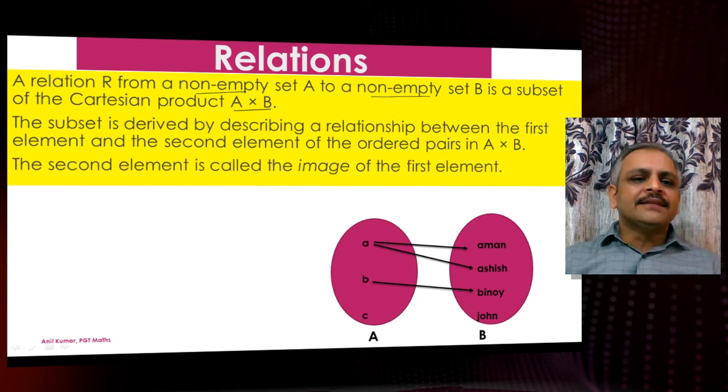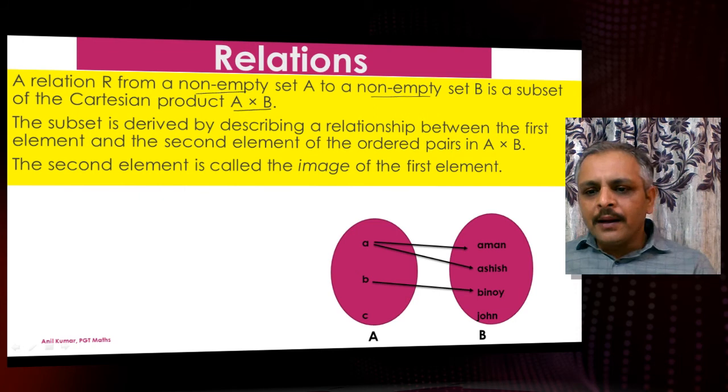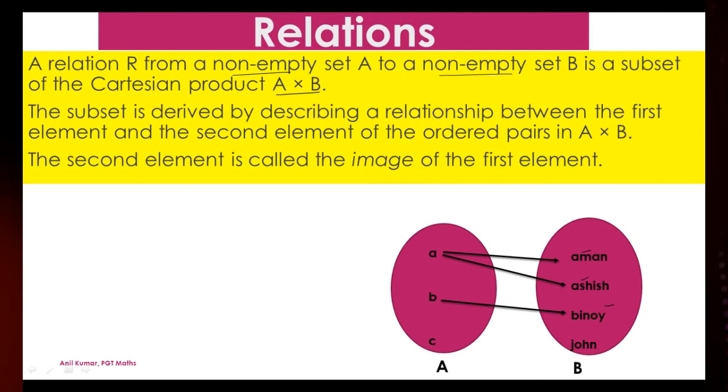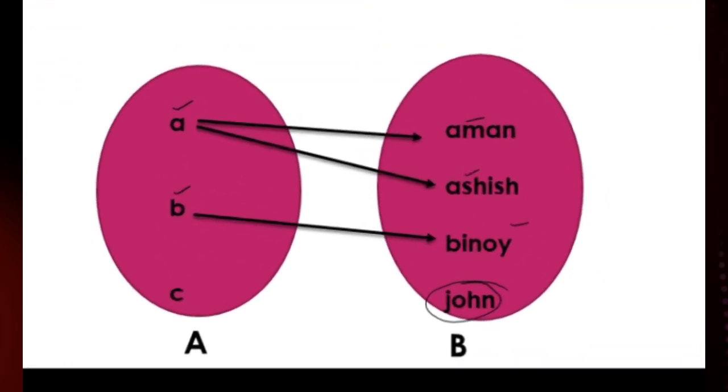Okay. The second element is called the image of the first element. So here Aman is the image of the first element A. Similarly, Ashish is the image of A. Binoy is the image of B. And these A and B are known as the pre-images. John does not have any pre-image. So A and B, these elements of the first set, are known as the pre-images, and elements of the second set are known as the images if they are associated in that ordered pair.